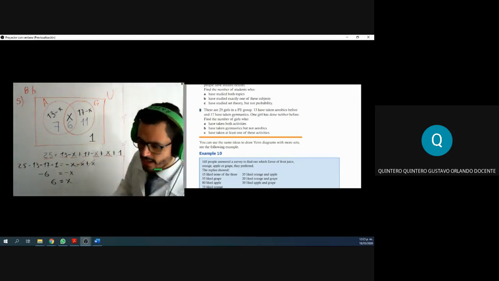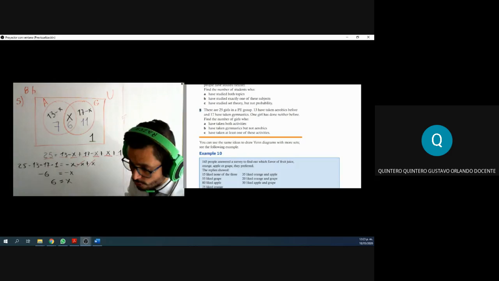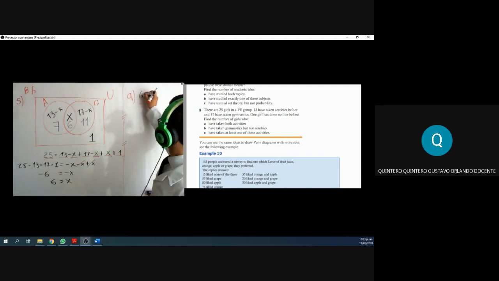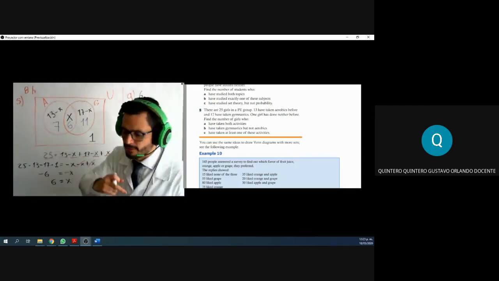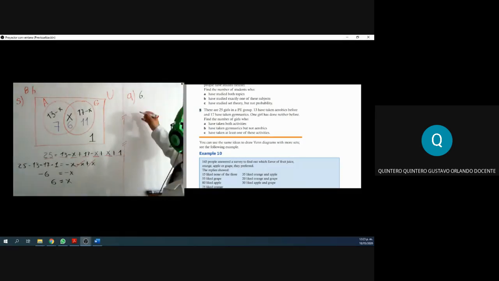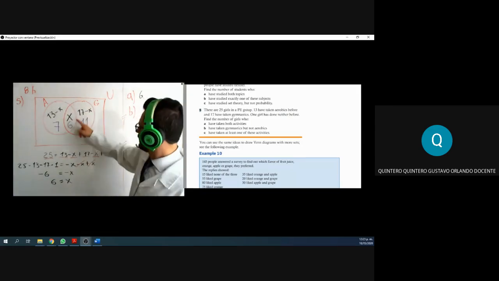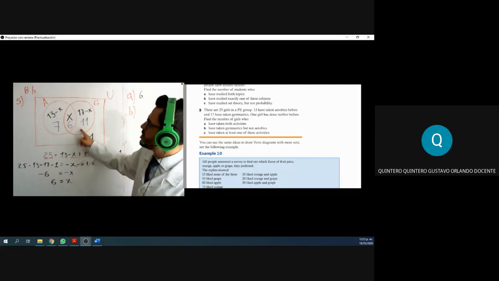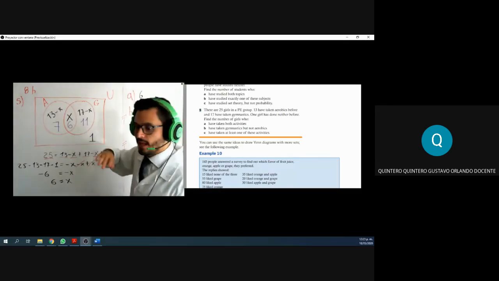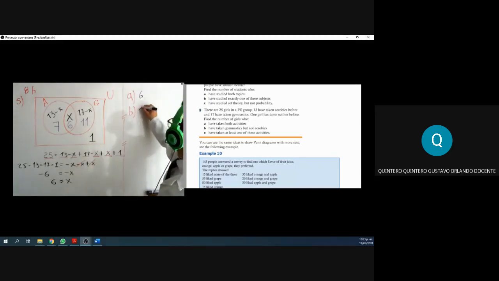All right, let's see. Question A. Find the number of girls who have taken both activities. We find it already. We already found it. Look at that. For question A, the answer will be 6 students. All right. For B, find the amount of people who have taken gymnastics, but no aerobics. All right. So the amount of people who have taken gymnastics, 17 people, right? Oh, but no aerobics. So only the ones who have taken gymnastics alone. So we have 11 people there.